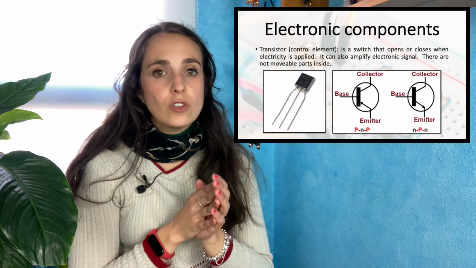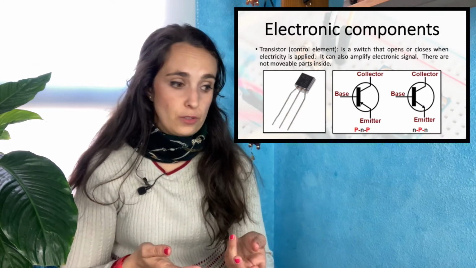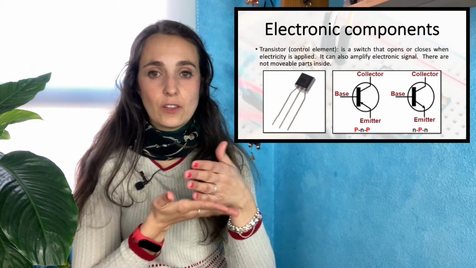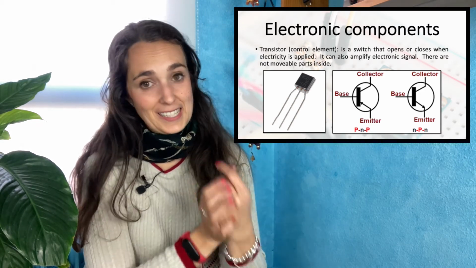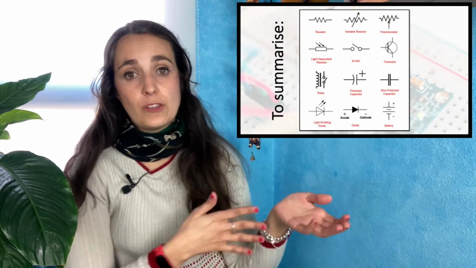Another control component, as I told you before, since relays were switches, are transistors. Transistors are also switches, but they don't move, they don't have that mechanical switch inside, and that's the difference. So here you have a summary of different symbols that we've seen in this video.